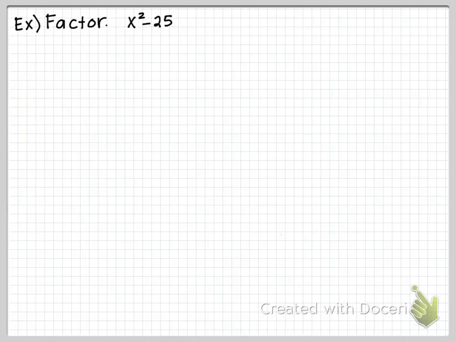So let's factor this piece. So x squared minus 25. The first thing we look for is a GCF. Does this have a GCF? No. There's x squared and 25 have nothing in common. We can't take anything out.